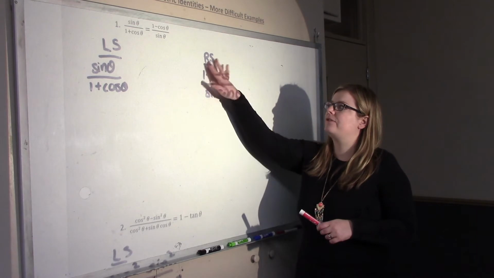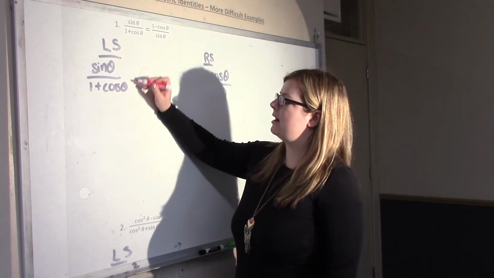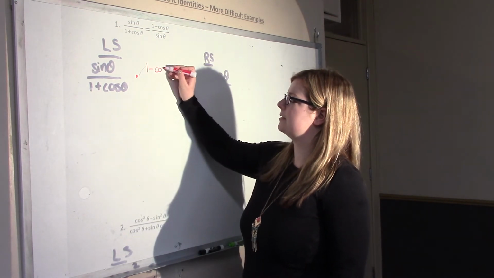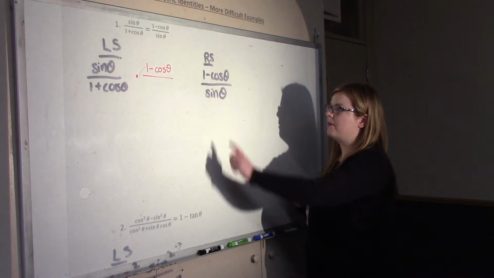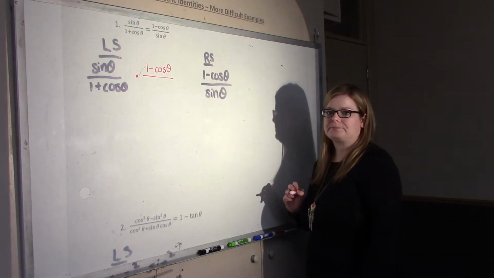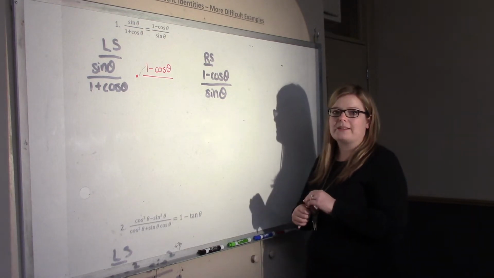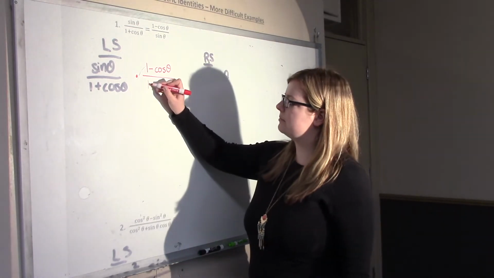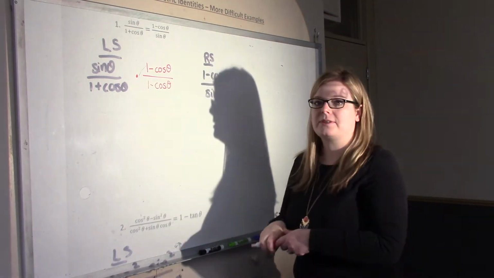So the way that I can force 1 minus cos here is by multiplying this by 1 minus cos theta, sorry, because that's what I want. I want that 1 minus cos theta there. But if I'm multiplying it by 1 minus cos theta, I can't just do that, okay? But I can multiply it by 1 minus cos theta over 1 minus cos theta.